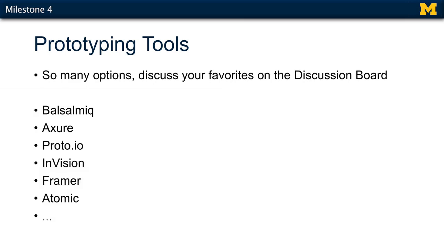Here's a list of some of the most popular tools as of 2017 when I'm giving this lecture: Balsamiq, Axure, Proto.io, InVision, Framer, and Atomic. And the list goes on. And if you just search for best prototyping tools, you'll find multiple compiled lists that give really detailed reviews of the strengths and weaknesses of these different tools.